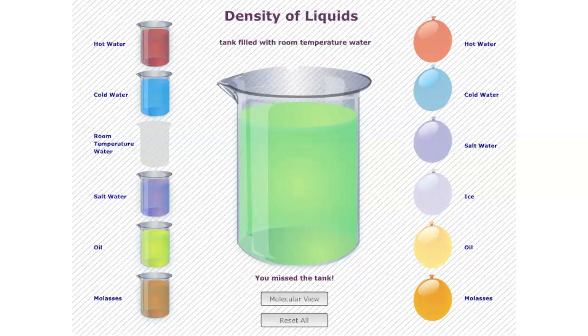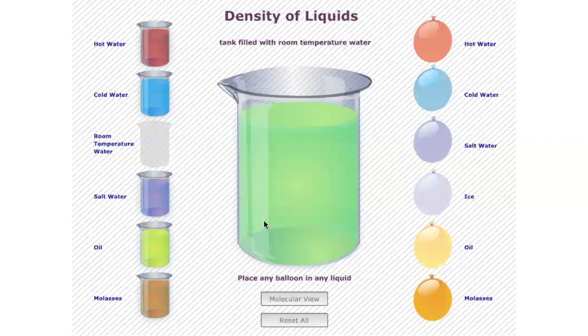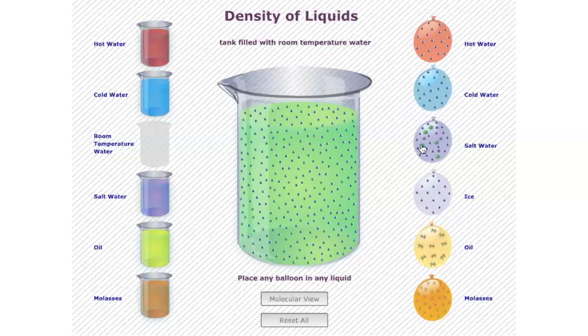Awesome. What I'm going to do is hit this refresh button. Now let's try this again. Okay, I'm going to drag the salt water over. There we go. So where did my salt water go? Okay, did it float? Did it sink? Why do you think? What makes things float? What makes things sink?